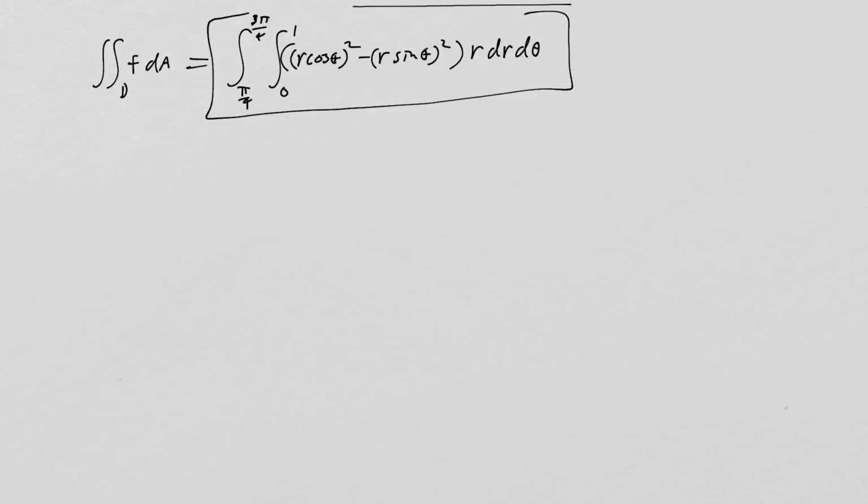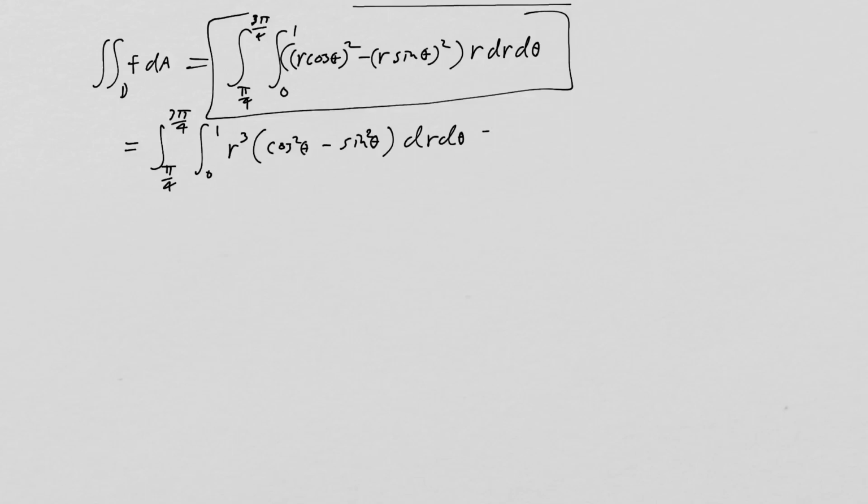So there's our integral from the previous page. What we're going to need to do is a little bit of simplification here. We have an r cubed times cosine squared theta minus sine squared theta, dr d theta.